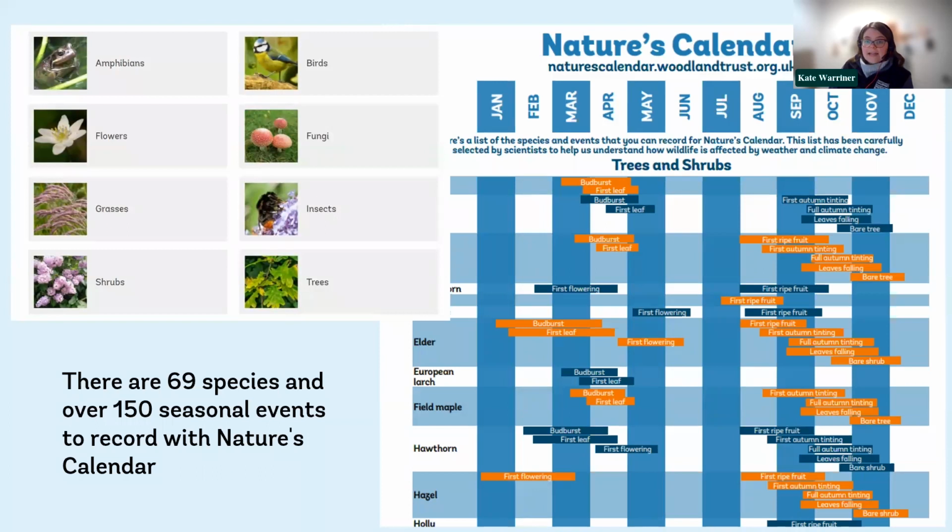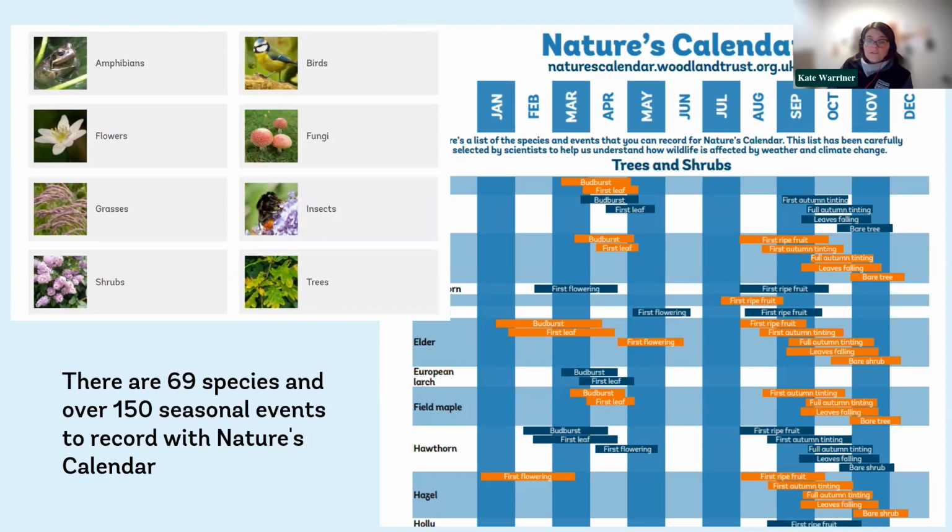So as it stands now, the project records 69 species, quite a lot, and several different species events for each. Not all species have the same events. They're picked based on whether they'd be good indicators of seasonality and seasonal change. On the right of the screen is our calendar, which you can find on our website and you can download it if you wish. It shows all the events that we record on Nature's Calendar and sort of when we expect them to happen in the year.